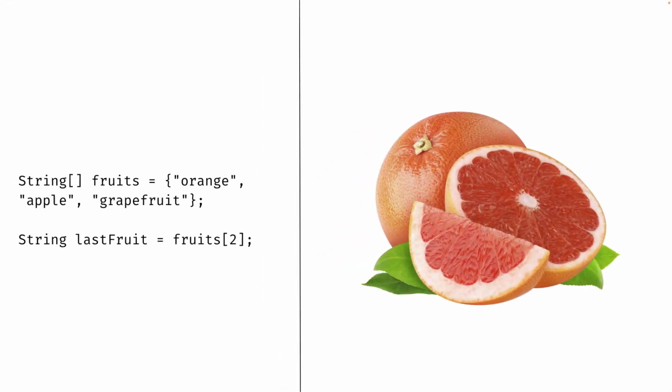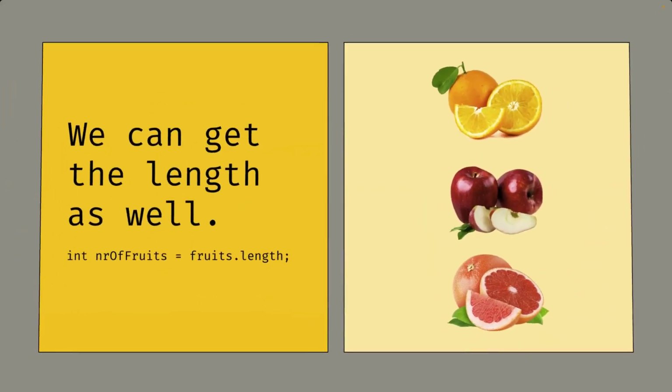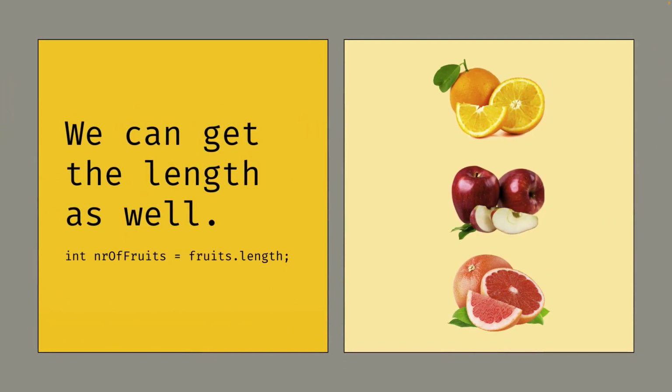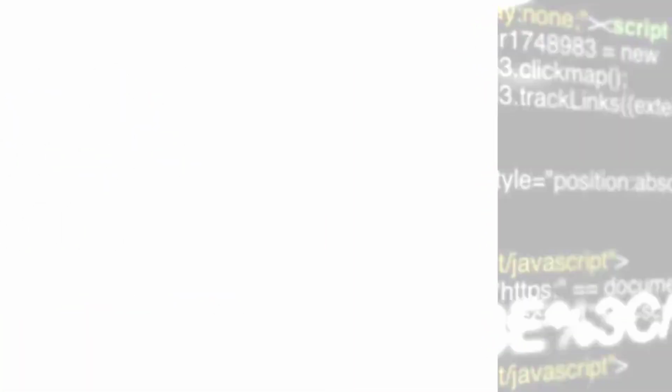So to get the last fruit, we need to use the index 2. Here's how to do that. String last fruit equals fruits, and then between square brackets a 2. It sure looks tasty, this nice grapefruit. We can also get the length of this array by using the length property. For length, we count like normal humans do, so the length of the fruits array would be 3.